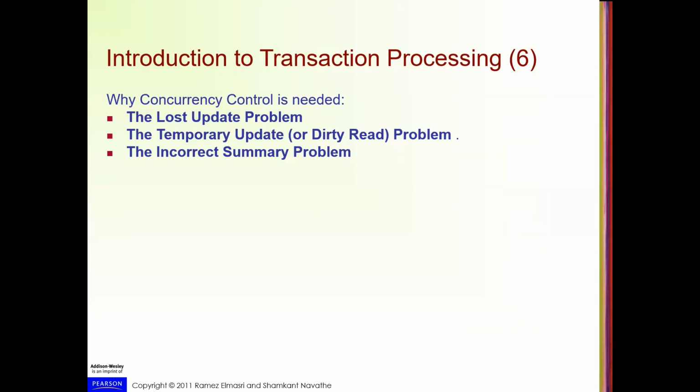I just wanted to remove the extra thing from the incorrect summary problem right now because I want you to understand the number of problems here. Concurrency control is needed to avoid the following problems. How many problems are there? If concurrency control is not taken care of, there will be three problems. The lost update, the temporary update, also called the dirty read, and the third one is the incorrect summary problem.